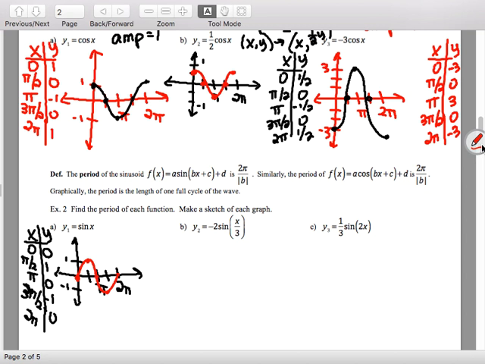Alright, so in letter B, what's my amplitude here? 2. Alright, to do the period length, you're going to take 2 pi and divide by the b value. The b value is 1/3. So the period length is 6 pi.